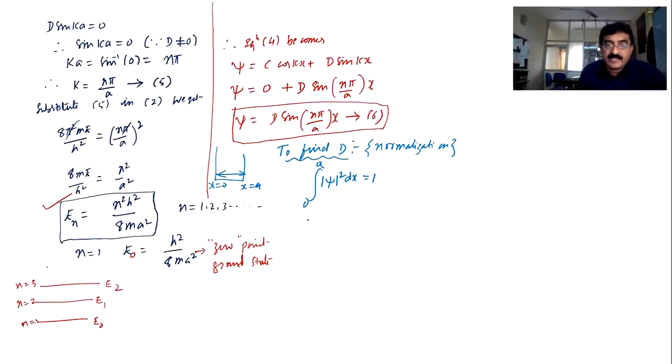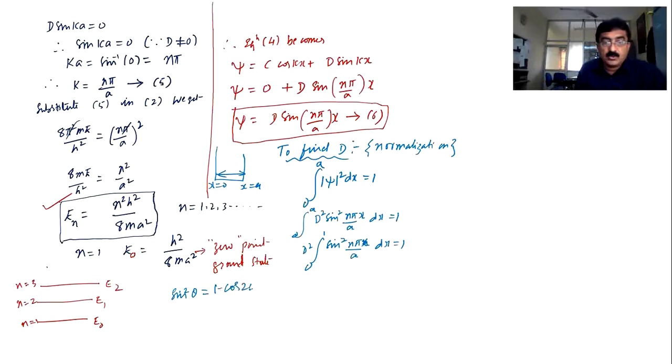Well, substitute for psi square. So the integral of D square sine square n pi x divided by a into dx is equal to 1 between the limits 0 to a. Okay, so D square you can take as a common factor, integral of sine square n pi x by a into dx is equal to 1 between the limits 0 to a. Now take this trigonometric identity, that is sine square theta is equal to 1 minus cos 2 theta divided by 2.